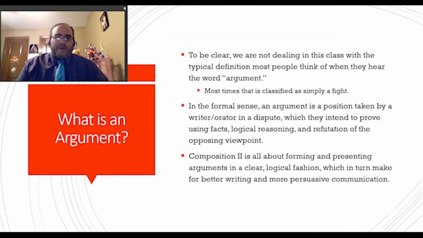Composition 2 is all about forming and presenting arguments in a clear and logical fashion, which in turn makes for better writing and more persuasive communication. If you are able to back up your arguments with reasoning that makes absolute logical sense, you're going to be that much stronger of a writer and communicator for it.